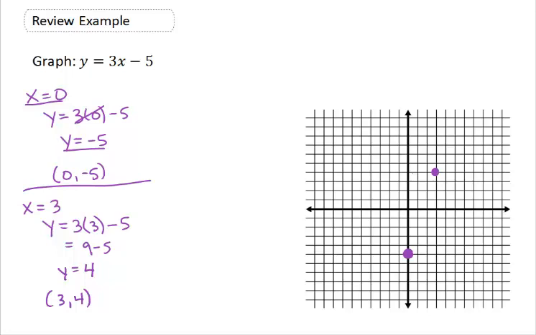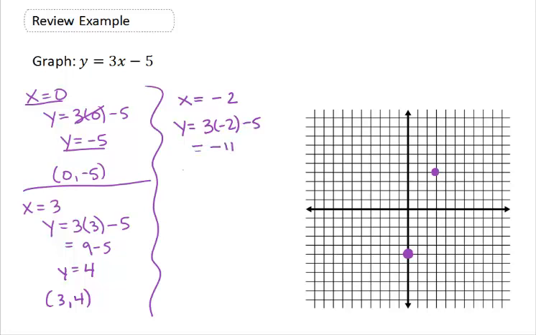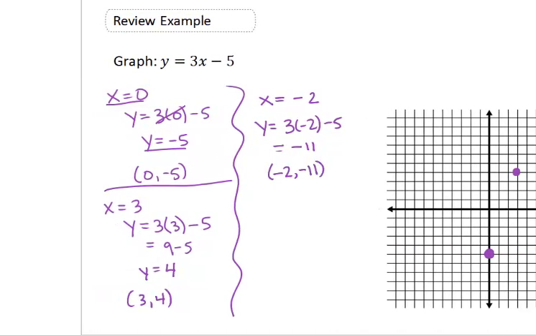Let's go ahead and pick at least one other one. Let me just pick the x value of negative 2. So that gives me the y value of 3 times negative 2 minus 5. So negative 6 minus 5, which gives me negative 11. So that gives me the ordered pair of negative 2 and negative 11. And that ordered pair is way down here, almost off my graph.